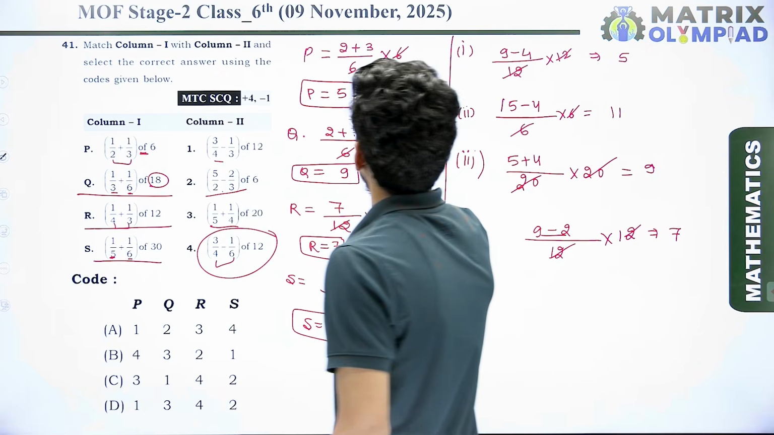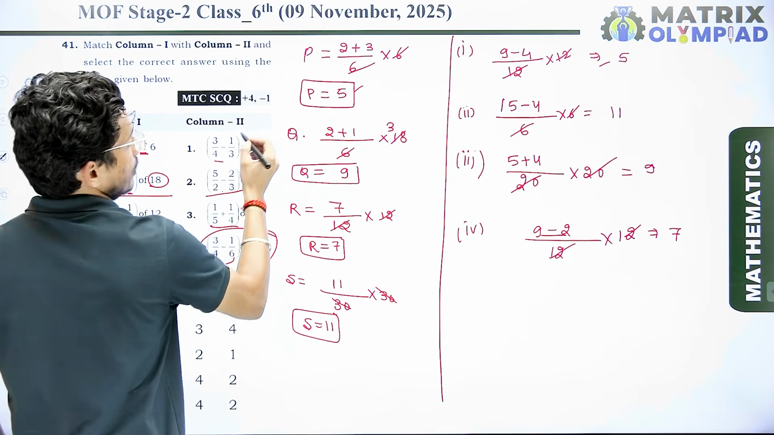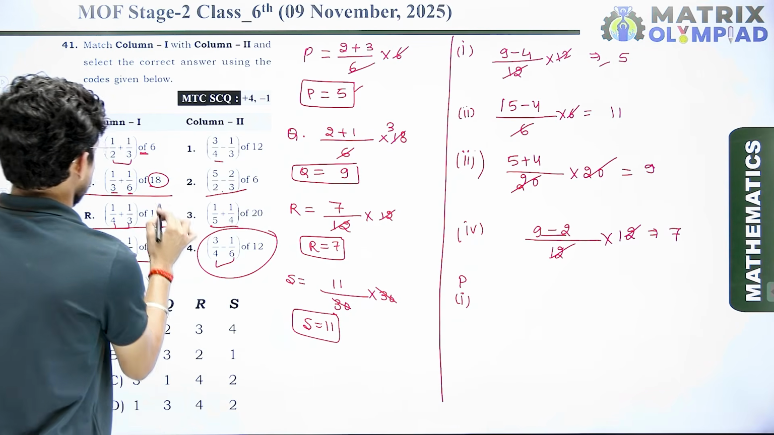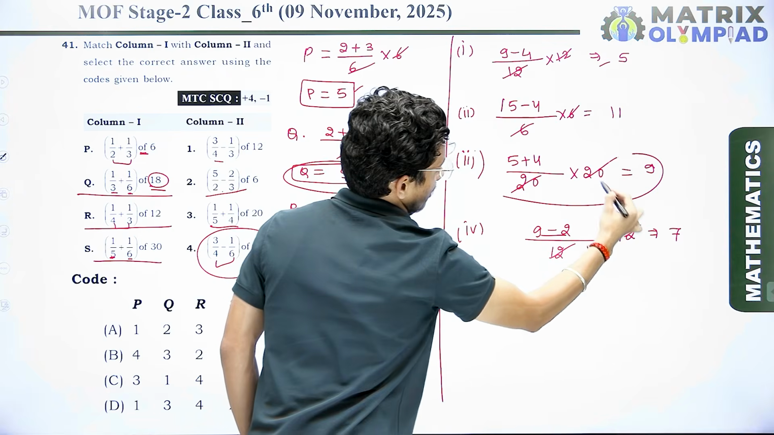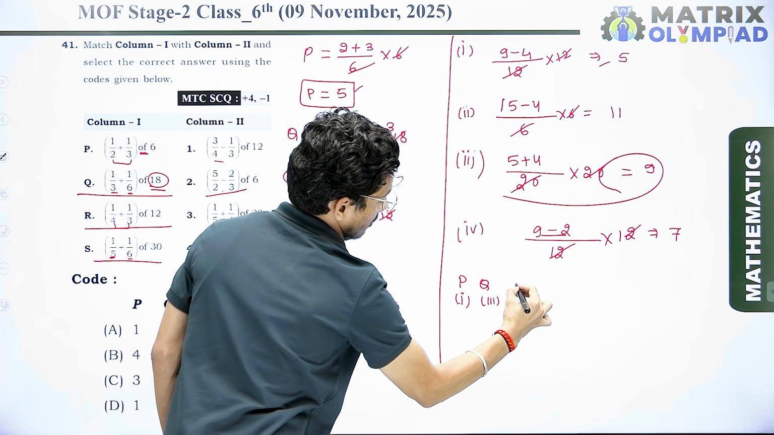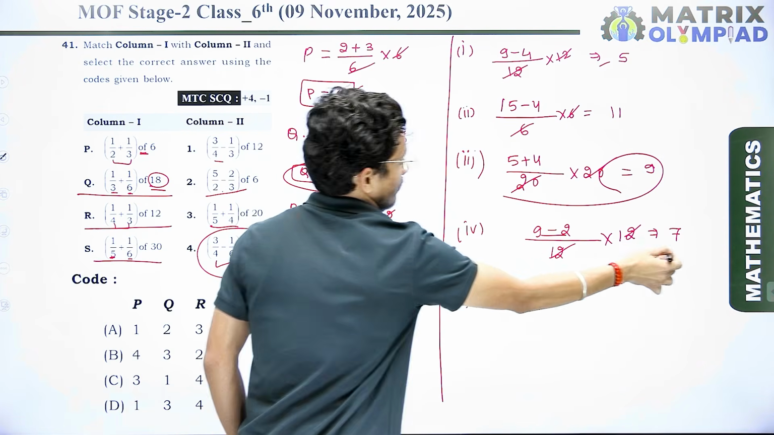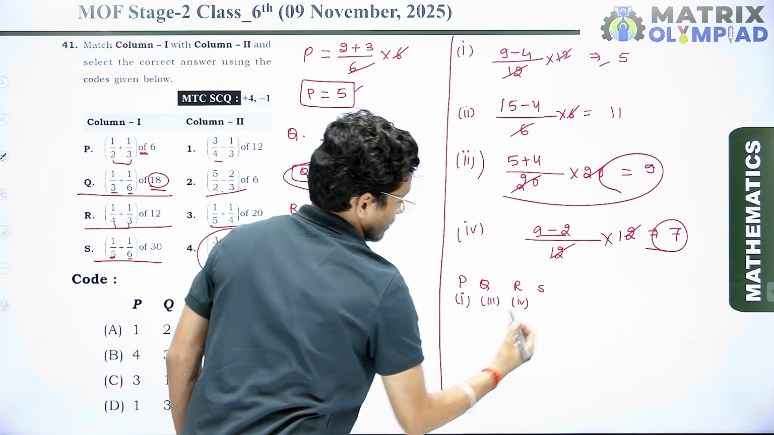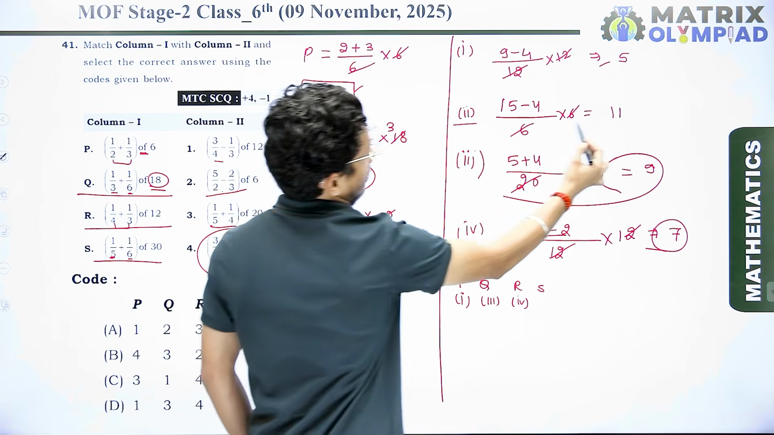So check the value of P, 5, and the value of 1. It means P is connected to 1. So I can write here P is connected to 1. Next, the value of Q is equal to 9, and here we have 9 in third. It means Q is connected to third. Now if I talk about the R, the value of R is equal to 7, and here we have 7 in fourth. So I can write R is connected to fourth. And S, the value of S is equal to 11, and here in second we get 11.